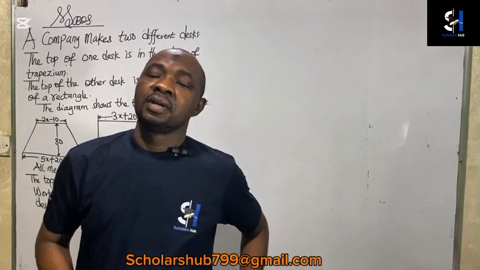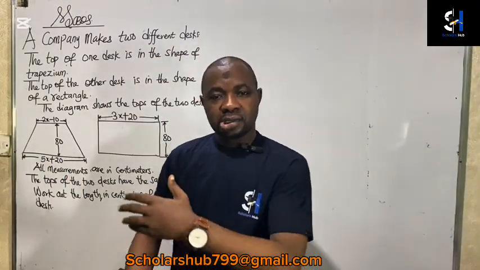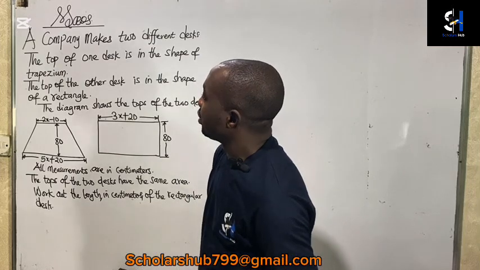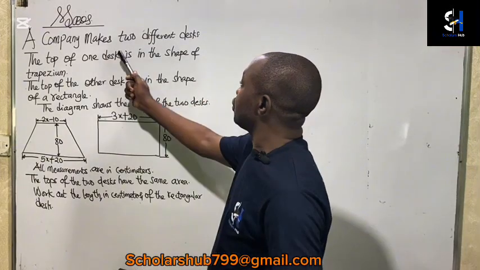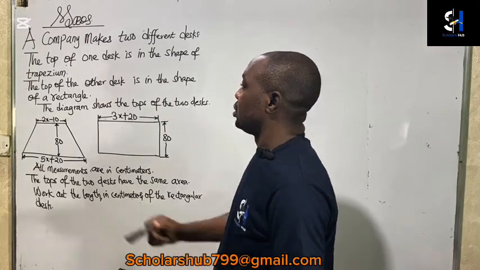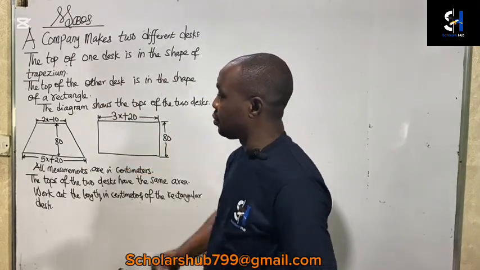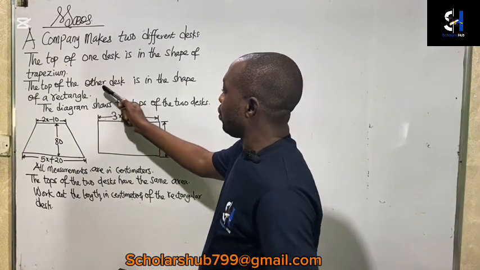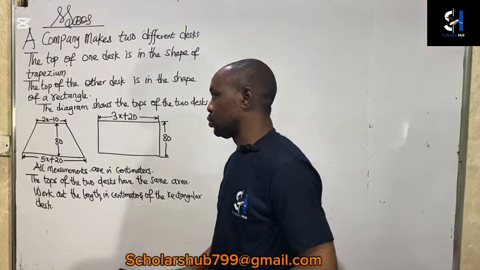Hello guys. Okay, now let's solve this simple math question. What we have here is a company makes two different desks. The top of one desk is in the shape of a trapezium. So we have a trapezium. Now the top of the other desk is in the shape of a rectangle.